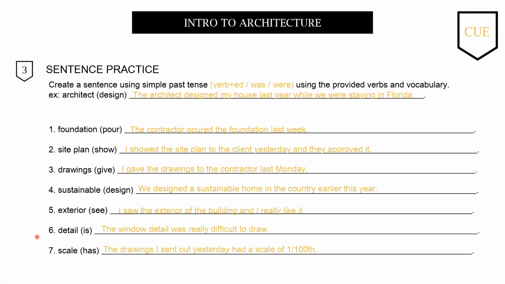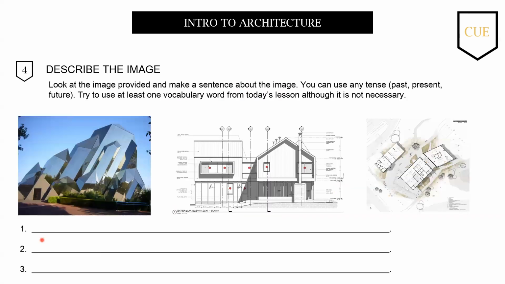Okay, good job if you got some of these, if you got all your past tense verbs correct. Part 4, describe an image for me. I want you to look at these images and make a sentence about the image. Anything. You can describe the building. You can talk about the building. You can use any tense here. It could be past, present, or future. But try to use at least one vocabulary word from today's lesson, although it is not necessary. But I would like you to try to use a vocabulary word.